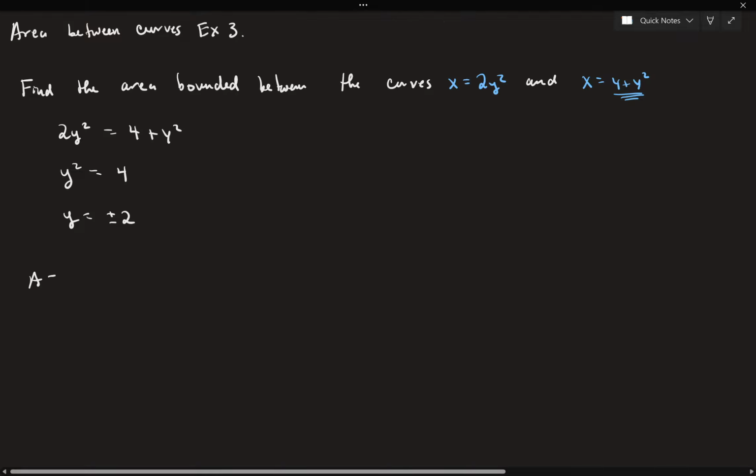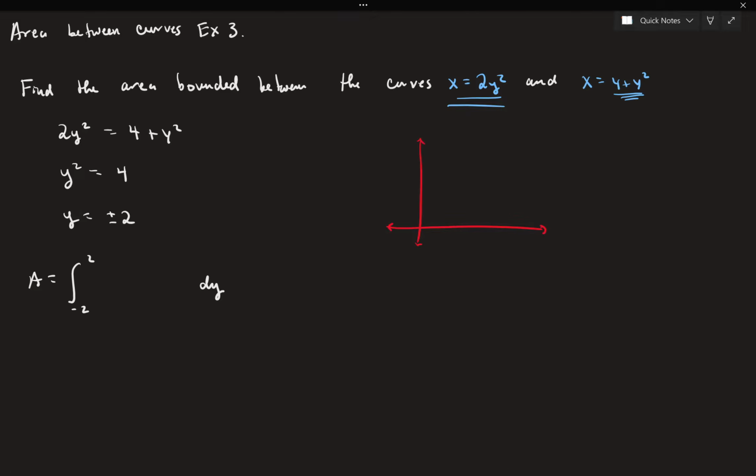Now, the area, I have to figure out which is on the top and which is on the bottom. I have the integral from -2 to 2, and I gotta have my dy on the end, because I'm integrating with respect to y. I'm not sure exactly what these curves look like, and I have to do a test point, but because I'm having trouble visualizing it with dy, I'm going to draw a really quick sketch. They don't have to be accurate, but I've got y equals -2 to 2. So y goes from down here, -2, up here to 2.